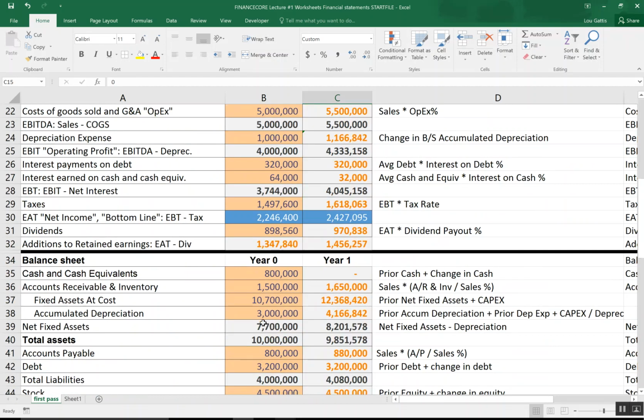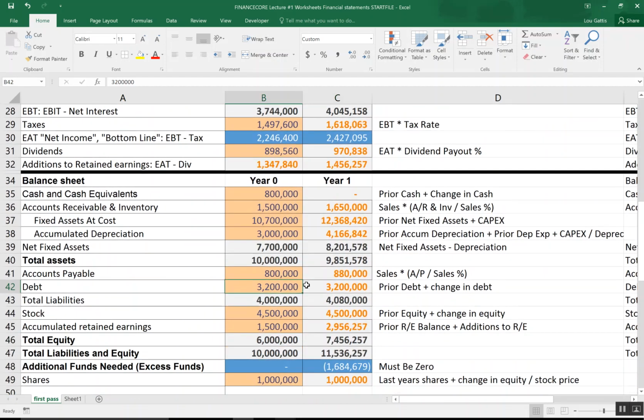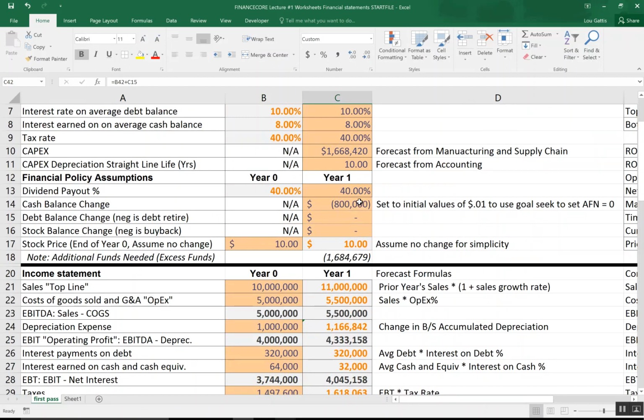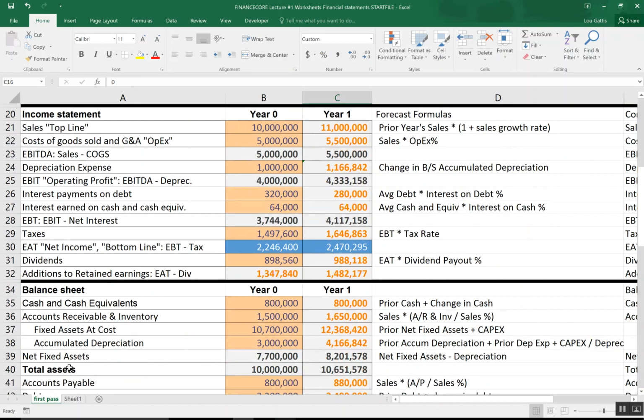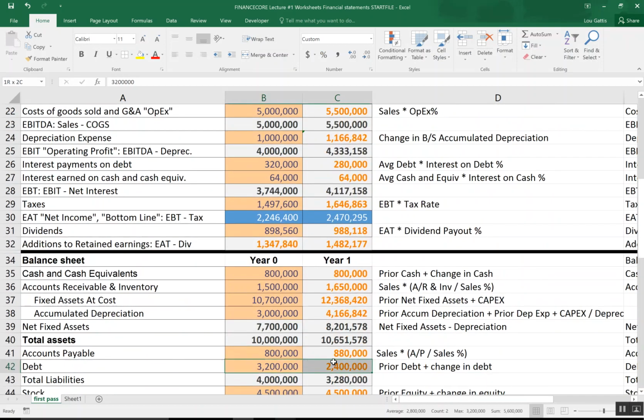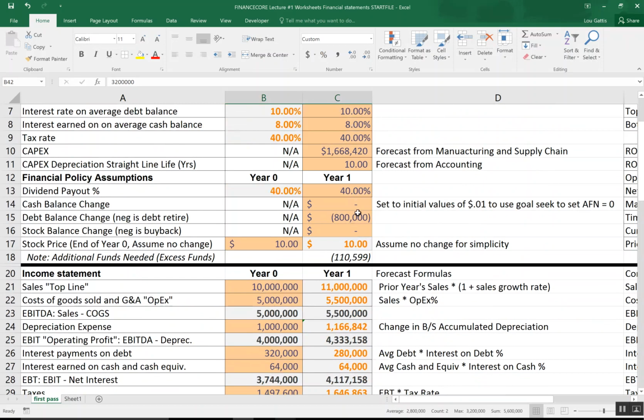Notice that's going to reduce the debt from 3.2 million. Whoops, put it in the wrong place. Sorry about that. Debt minus 800,000. That's going to reduce the debt balance from 3.2 million to 2.4. It's also going to reduce the interest expense.